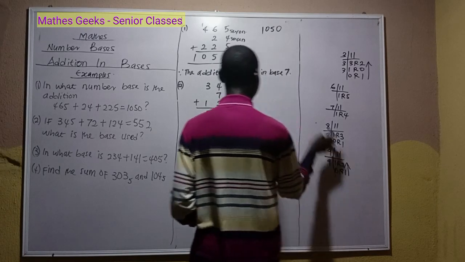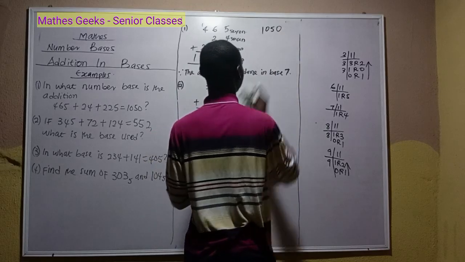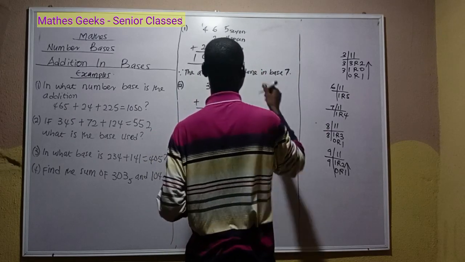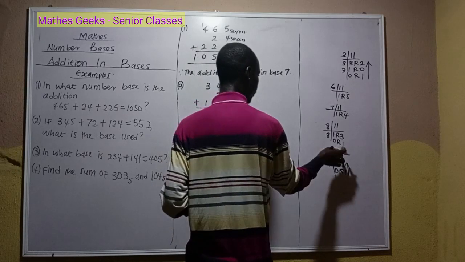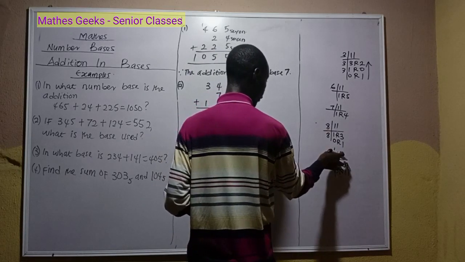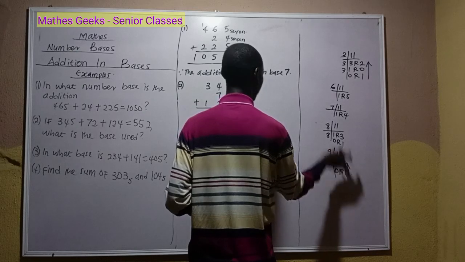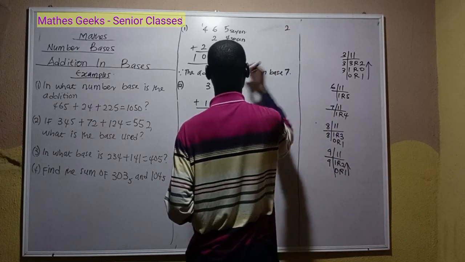So let's wipe this one off. This is my first part of the addition. 5 plus 2 plus 4, that's 11. 11 in base 9 is 12. So write down 2, carry 1 over.